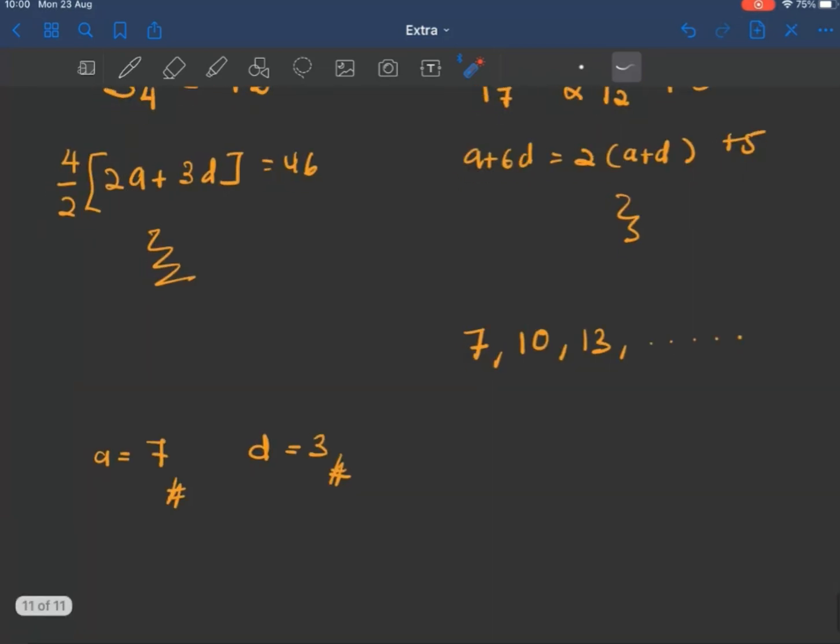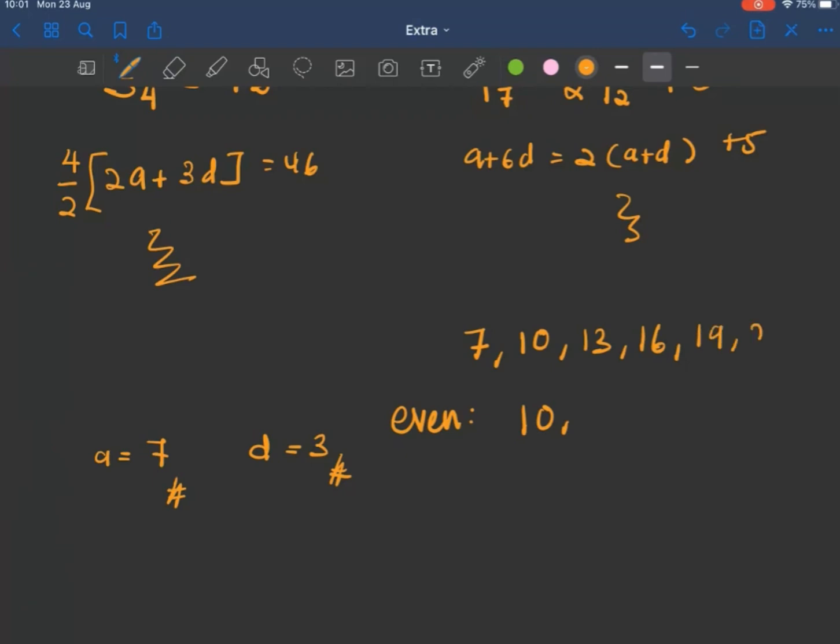Okay, so sekarang the first even term dalam sequence ni ialah 10. The next one ialah 16. So kalau kita letak kat sini 13, 16, 19, 22 dan seterusnya, the next even term ialah 16. Okay, so the next even term ialah 22 dan seterusnya. Okay, cukup. First term dengan second term je pun dah cukup sebenarnya. Tak perlu nak cari banyak-banyak. So ini sequence kita yang kita nak.